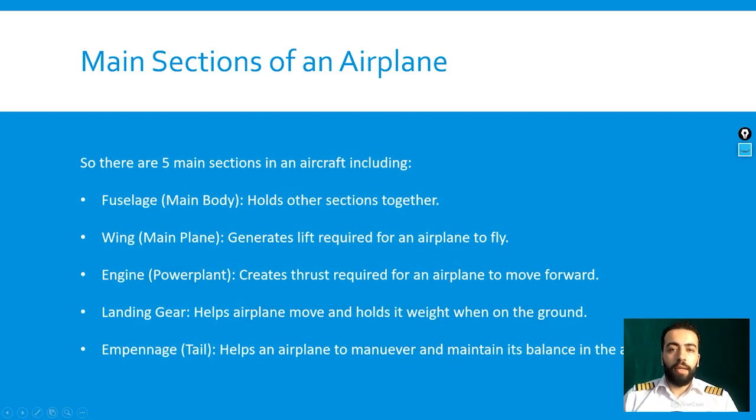And for the final slide, we have a quick review of what we have just learned. We had 5 main parts in every aircraft. The very first one, the fuselage, the wings or the main planes, the engine or the power plant, the landing gear, and finally the empennage or the tail section of an aircraft.